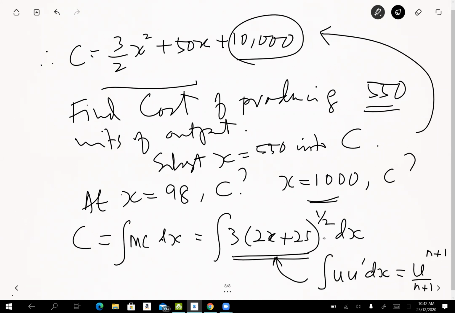So the integral will be what? Will be 3/2 multiplied by u. Okay, now increase the power by 1, so that becomes 3/2 divided by 3/2, and then simplify. Okay, so you will let u be equal to 2x plus 5. And then you know that u prime is equal to 2, all right?